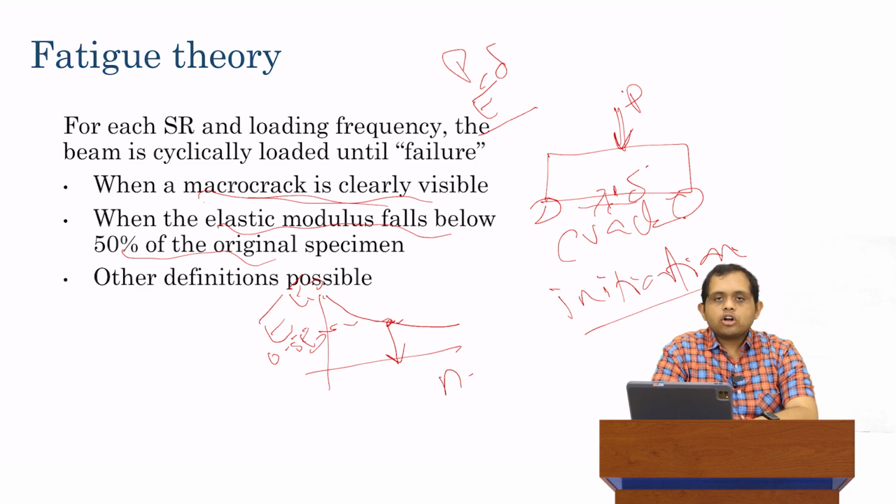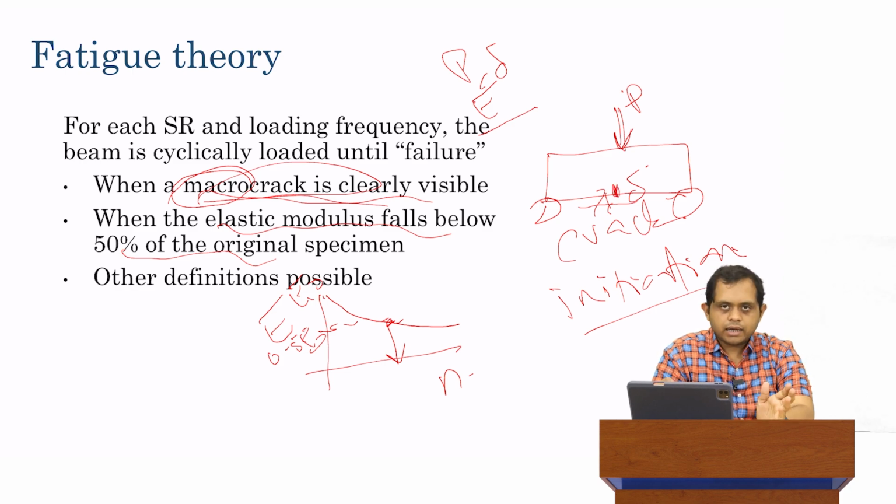So we could choose to call failure whenever a macro crack appears. Note I'm differentiating between micro cracks and macro cracks. Micro cracks are those tiny cracks which form inside the material, which we cannot see directly with our naked eye. Macro cracks are the cracks in the beam which we can clearly see when we look at it, and I'm assuming most of you have done this also. So either we can wait to see a macro crack developing, or when the elastic modulus falls below 50%. So we continuously calculate the elastic modulus, and when it falls to 0.5 of the initial value, we can call that a failure condition.